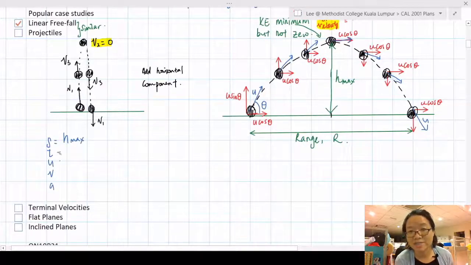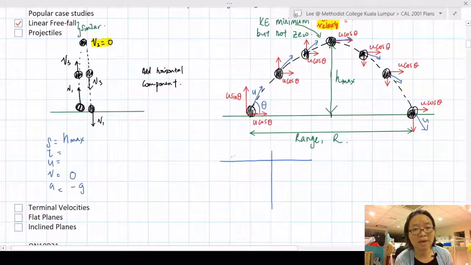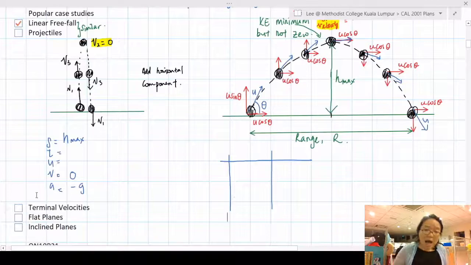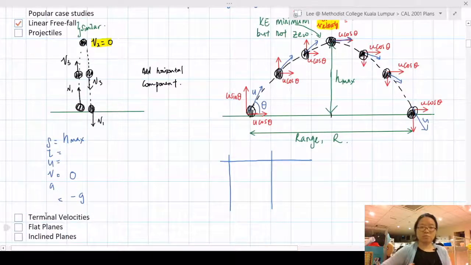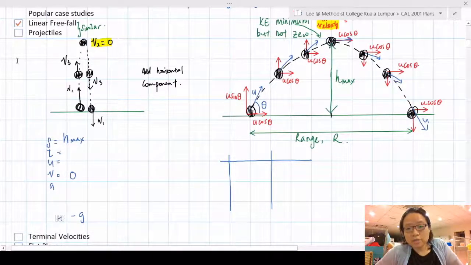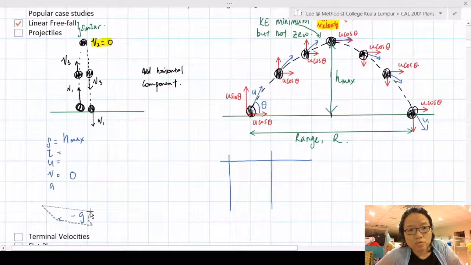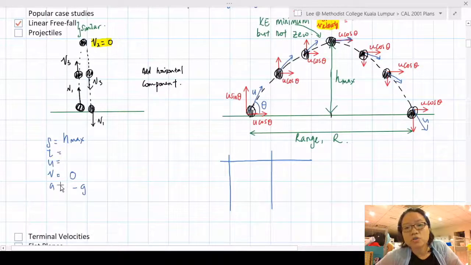Normally I'll list down the SUVAT. Let's say I want to find the maximum height. So I choose the initial position as the ground and the final position as the highest point. Let's say we go upwards as H max because the ball is upwards from the original position. Then your acceleration is downwards, so a and s should have opposite signs. The ball is traveling upwards, but gravity is going downwards, so opposite direction, opposite sign.